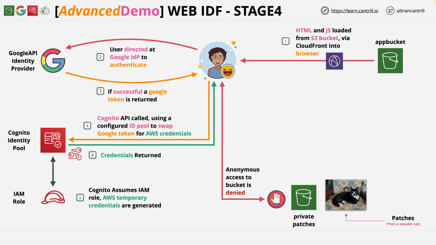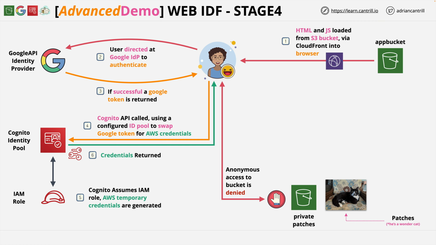Welcome to stage 4 of this demo series, and in this stage you have access to temporary AWS credentials. What we're going to do in this stage is configure the HTML and JavaScript which are stored within the application bucket, and add the necessary configuration so that this JavaScript, when running within our web browser, is able to access AWS resources.